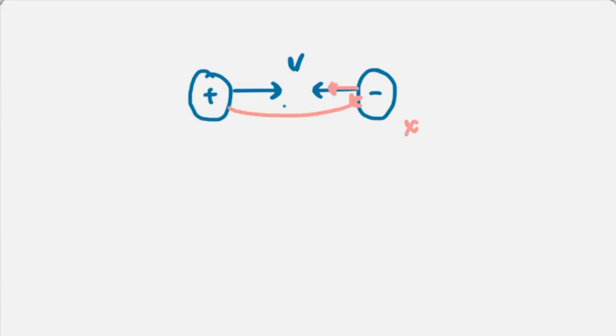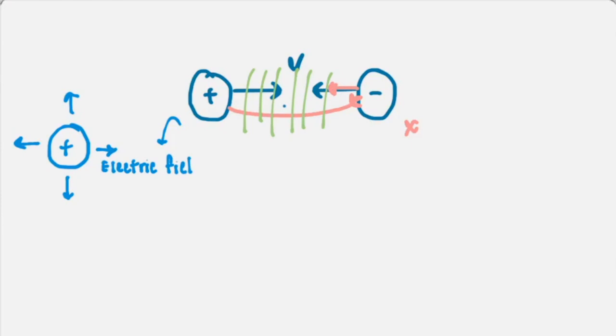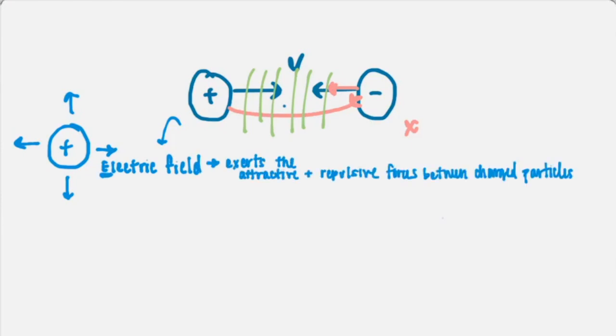Alright, so to answer that first question, we're going to have to talk more about charges. So remember how opposite charges attract? Well, how exactly does that work? Does the positive charge reach out a hand and physically bring in the negative charge? Not necessarily the case. This all happens over vacant space. So what happens is, each charge exerts an electric field, which are these invisible vectors that exert the attractive and repulsive forces between charged particles.